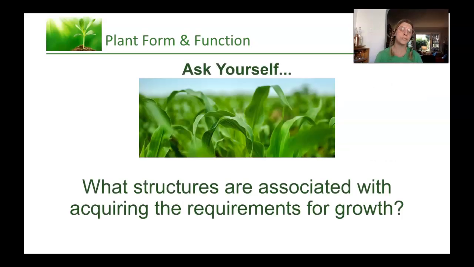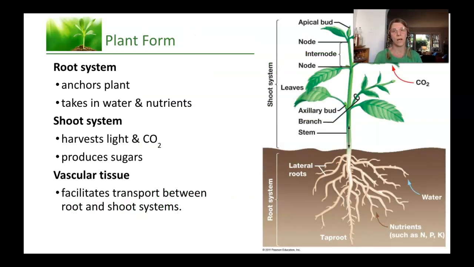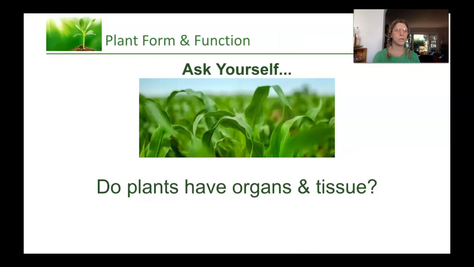So what structures are associated with acquiring these requirements for growth? Well, we go back to these three main systems. The root system, which is below ground and anchors the plant and is responsible for taking in water and nutrients. The shoot system, which basically has the job above ground of harvesting light and gas exchange, so CO2. And it also is responsible for producing sugar. And last but not least, we have the vascular tissue, and that's responsible for facilitating transport between the root and the shoot.